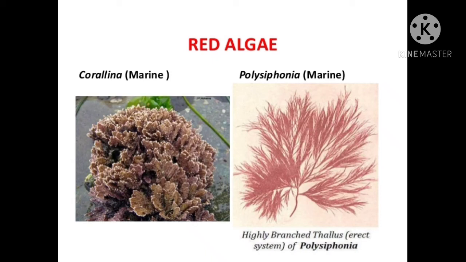Red marine algae is called Corallina, and Polysiphonia is also a marine alga with a highly branched thallus and an erect stem. Both are red in color, and you can see the red color very specifically. That is the reason why, when they are found on the surface region of the sea, they make the sea surface red in color. That is considered the red tide in the sea.